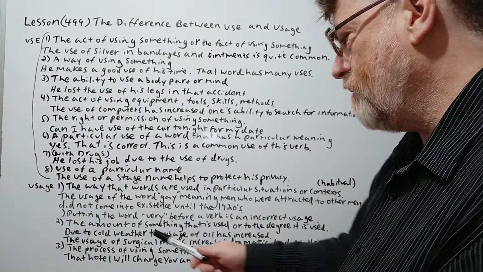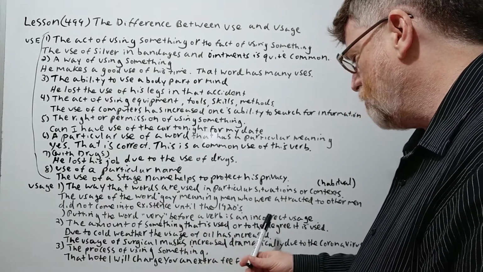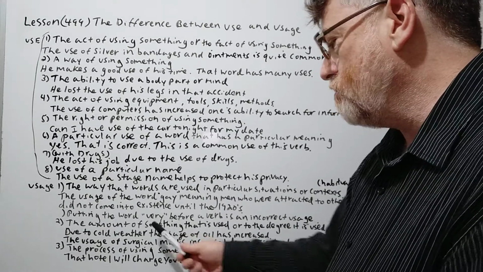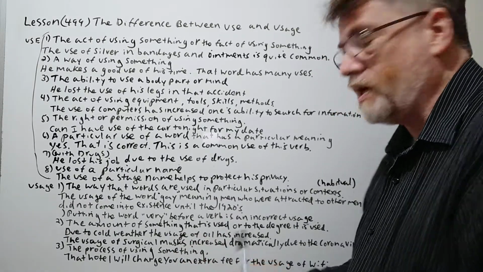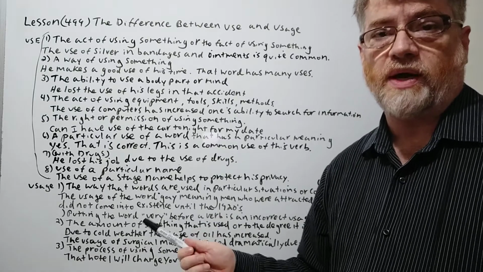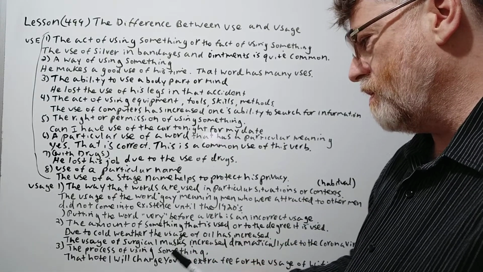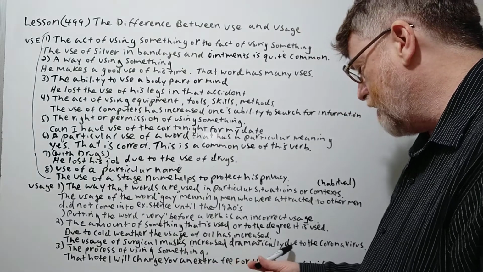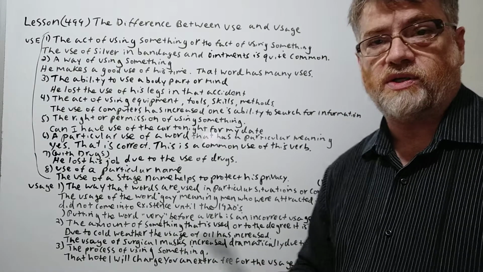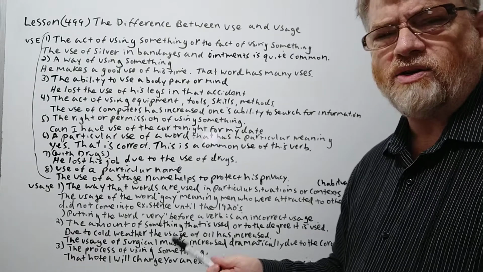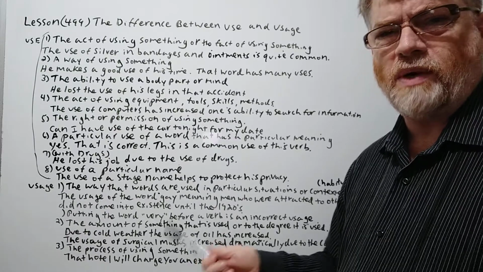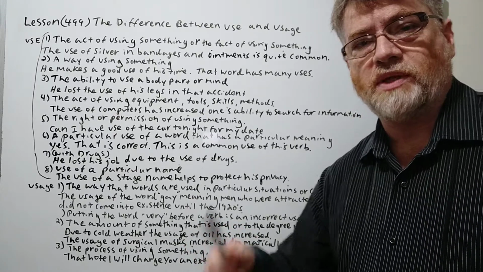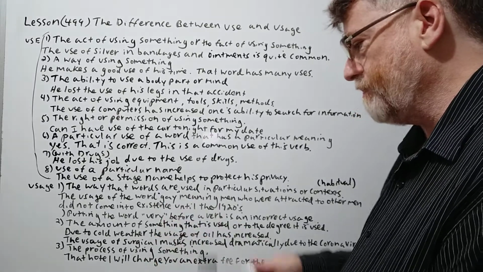Let's continue. The amount of something that's used, or the degree to which it is used. Okay, let's go on. Due to cold weather, the usage of oil has increased. Okay, good. Or the usage of surgical masks increased dramatically due to the coronavirus. I don't know, could you get away with use? Maybe you could get away with use here too. But again, mostly usage in this sense. We're talking about the degree or the amount that something's used.